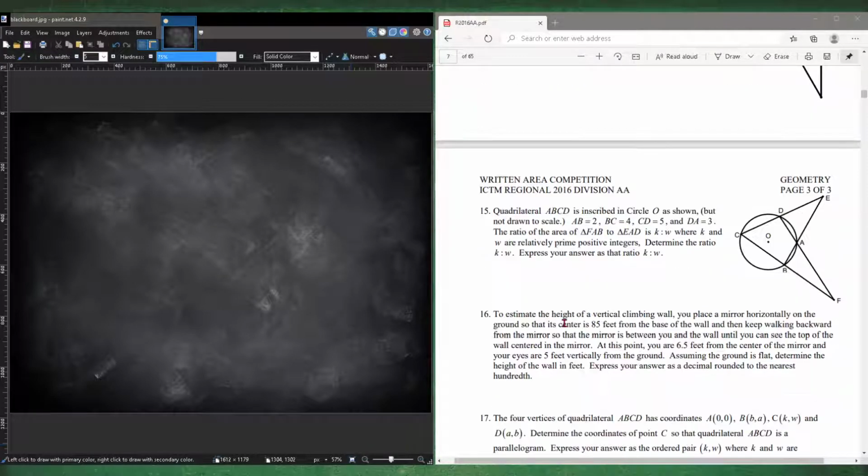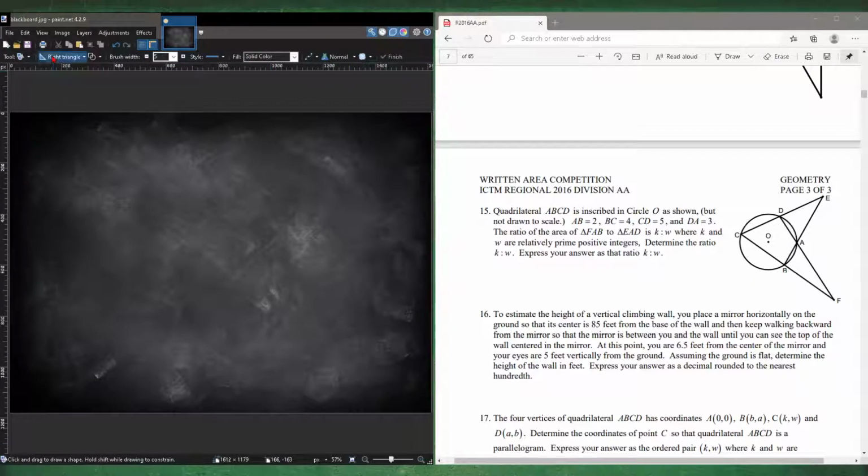Okay, number 15. Quadrilateral ABCD is inscribed in circle O as shown. AB is equal to 2, BC is equal to 4, CD equals 5, and DA is equal to 3. The ratio of the area of triangle FAB to triangle EAD is K to W. Determine the ratio of K to W, basically.